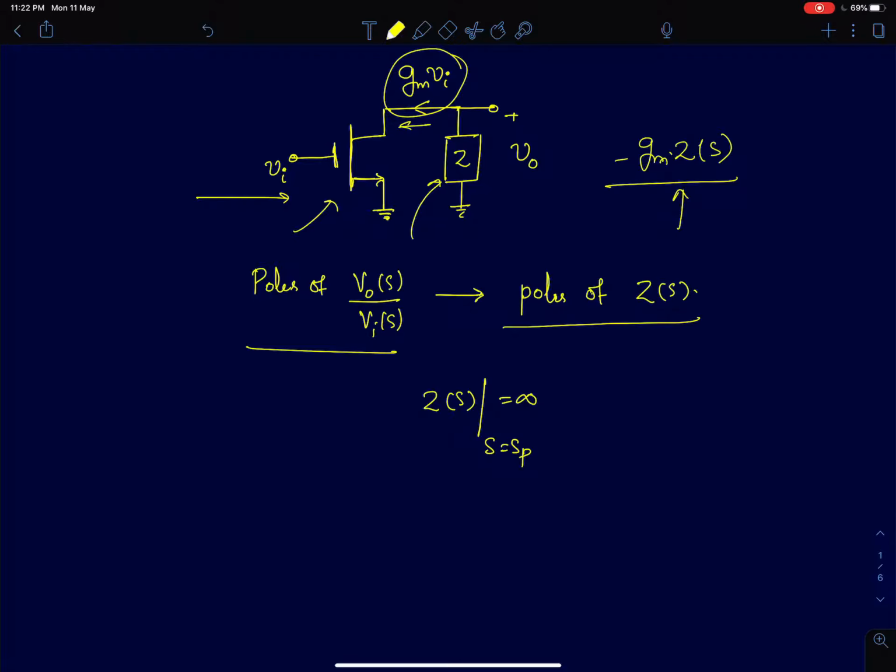Of course, this impedance will also have the parasitic capacitance of the MOSFET, okay? But the transconductance itself is not frequency dependent. I can club all the parasitics of the MOSFET into the impedance Z here, and then say that the frequency dependence of this circuit is entirely because of this impedance Z. So the poles and zeros of this transfer function are the same as the poles and zeros of the impedance.